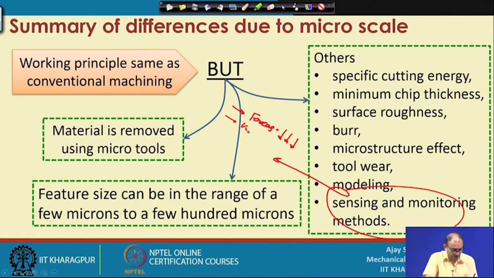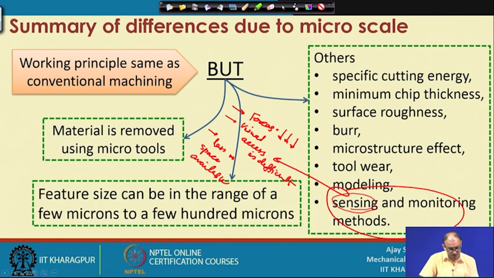Visual confirmation is difficult, visual access is difficult, and you also do not have much space available here. Suppose you want to add a microscope or a high speed camera, how can you focus on that location? At macro scale you can easily focus on the chip and the workpiece and tool interface, but access to that interface is very difficult here.